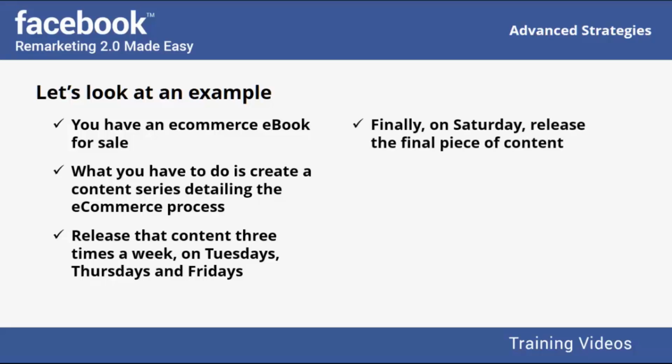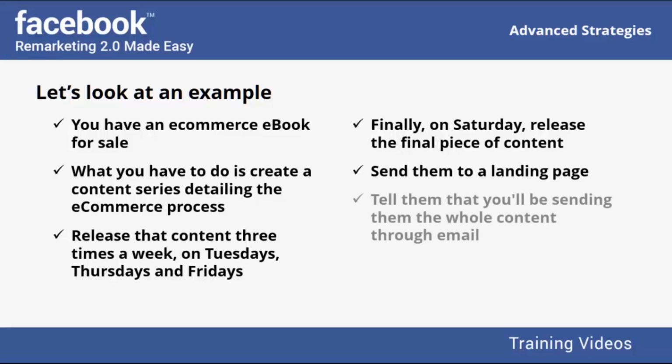Finally, on Saturday, release the final piece of content, but make it half the size of the content you have already published. When this person reaches the final part, send them to a landing page where a summary of the remaining content is presented in bullet list format. Then reload the page with a white paper landing page and tell them that you'll be sending them the whole content through email. Once you have their email address, it will become a matter of retargeting them through email to get them started on a new customer lifecycle.